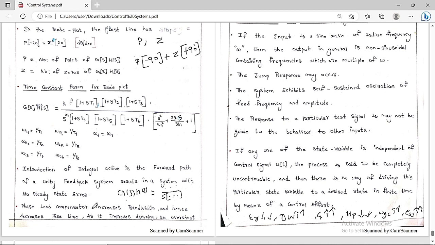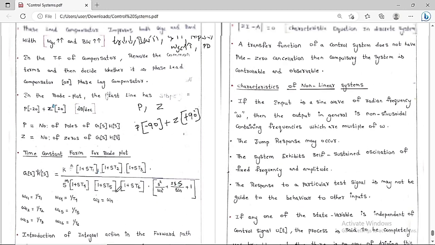And also, PD means we are adding zeros. Because of this, the type and the order of the system will never increase. It will remain as it is from the previous case. And also, the stability is going to increase because we are adding zeros. Therefore, the stability is going to be improved. But there is a differentiator. PD means a differentiator is there. Because of this, the noise is going to increase. So the signal to noise ratio is going to decrease. So this point you always have to keep in your mind.